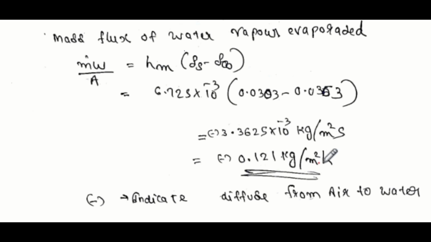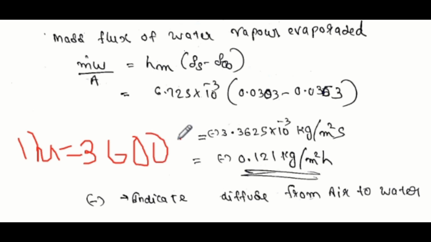Once you find the value, as the question asks, we have to give it in kilograms per meter square hour. The normal equation only gives kilograms per meter square second. So we have to multiply it by 3600, because 1 hour is 3600 seconds. To convert to per hour, the 3600 goes to the numerator. That basically means you multiply this term by 3600 to get the unit in kilograms per meter square hour.